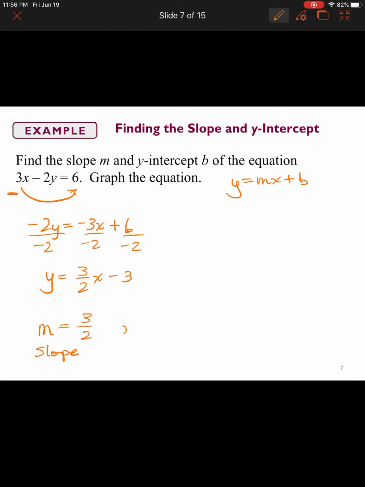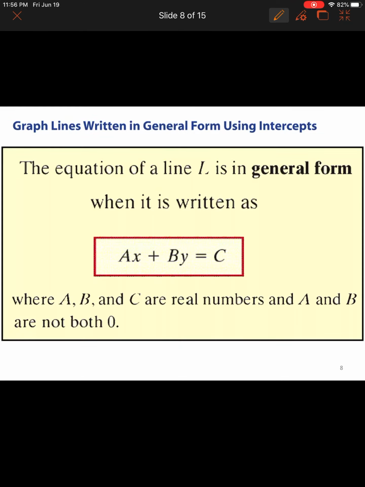and the y-intercept is the constant term of that equation. And a constant term is a term that does not have a variable attached to it. B equals negative 3. And that is your y-intercept. All right. Good stuff. Moving forward, let's go on.